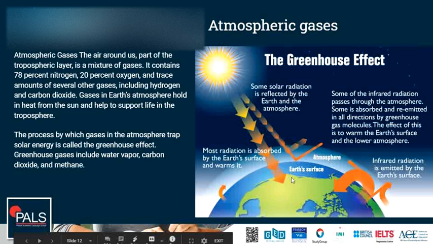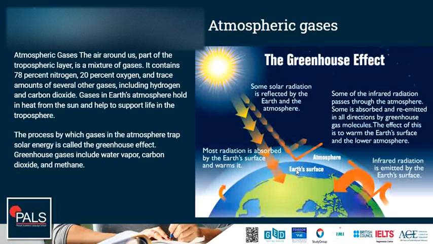Without our greenhouse gas layer, the average surface temperature on Earth would be very low, in the negatives, around -10, -15 degrees Celsius. So the greenhouse gases are actually really important to create an environment that can sustain life.